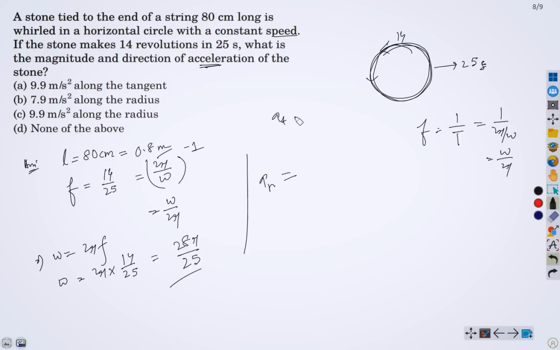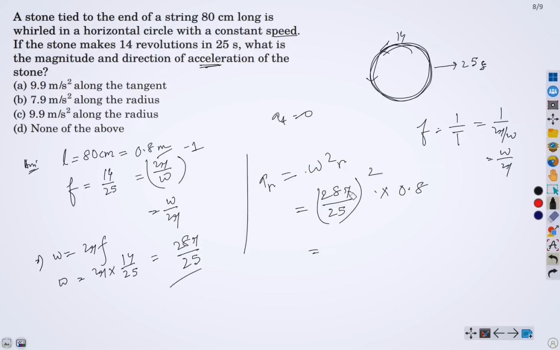Since speed is constant, therefore AT equals 0. Okay, so now we have our AR is V square by R, but we are not going to use this here because we do not know V. But we know omega, therefore it is omega square R. Substituting the value of omega, 28 pi by 25 square. See, so simple, isn't it? You just have to substitute the formula, that's all. Times 0.8.